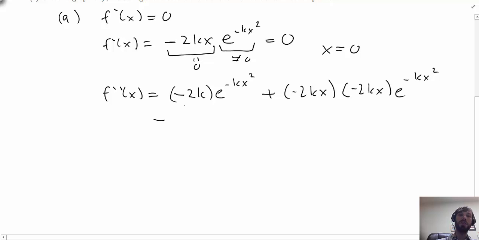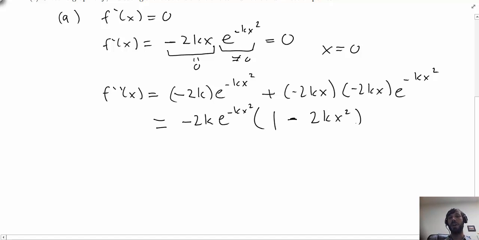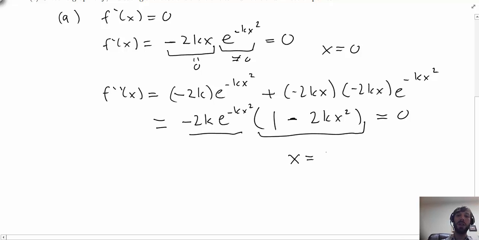Our inflection points are solutions to f double prime equals 0, but let's simplify this before we do that. Notice that both of these terms have a negative 2k e to the negative kx squared in common. If I factor that out, what I'm left with is 1 minus 2k x squared. Now setting this equal to 0, again, this first term is never 0, so I just need to figure out where this is 0, and it's pretty easy through some simple algebra to see that it yields the solutions x is plus or minus 1 over root 2k.